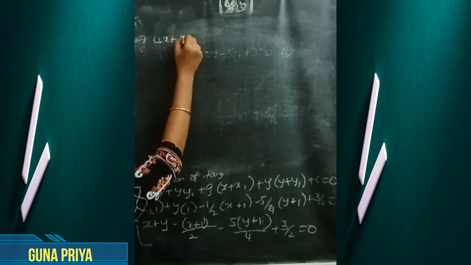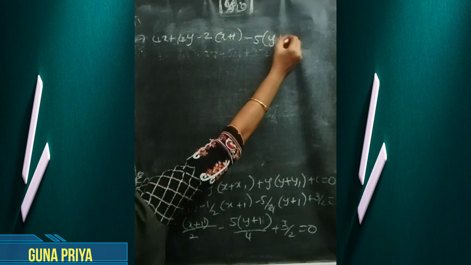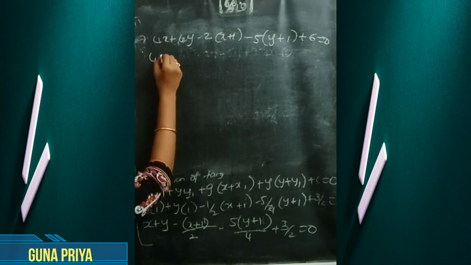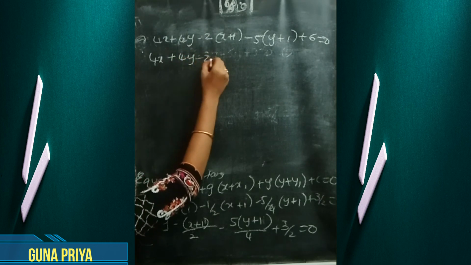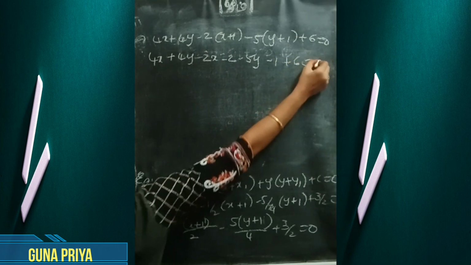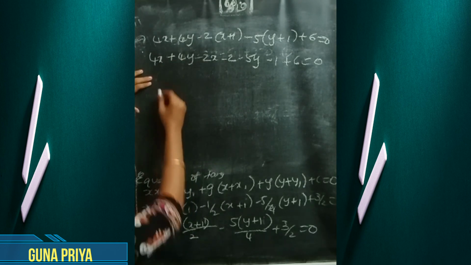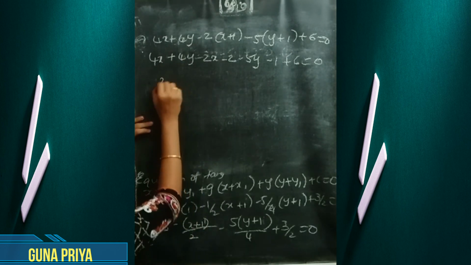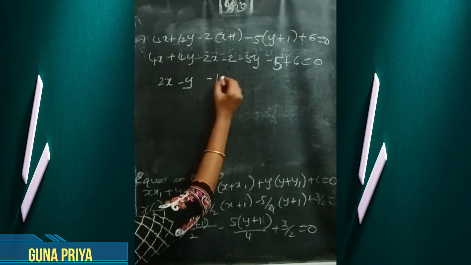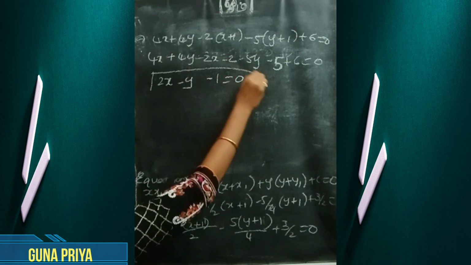So 4x plus 4y minus 2 into x plus 1 minus 5 into y plus 1, plus 6 equals to 0. Minus 2 minus 5y minus 1 plus 6 equals to 0. Then 4x minus 2x is 2x, here 5y, so that equals to minus 1 equals to 0. So this is our equation of tangent.